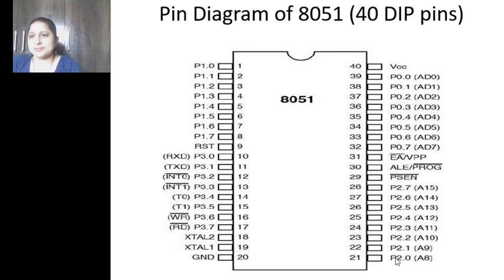When we talk about pin number 39 to pin number 32, these are the Port 0 pins as well as address pins, that is the low order address pins A0 to A7, and the same pins we can use as D0 to D7 data lines. That means pin number 32 to 39 perform three functions: data lines, address lines, and the Port 0 input output lines. So when we are using the address and data lines, we cannot use Port 0 and Port 2. Why? Because the same pins are performing these functions.